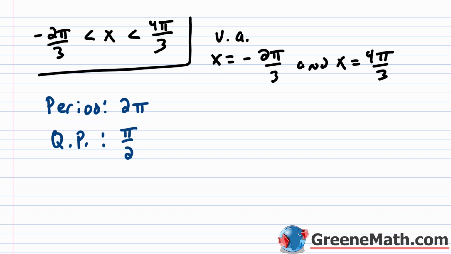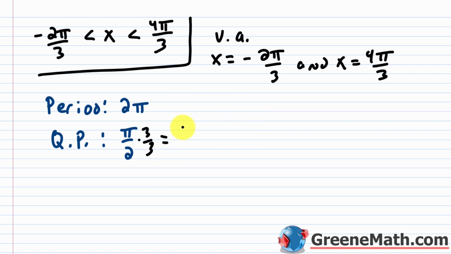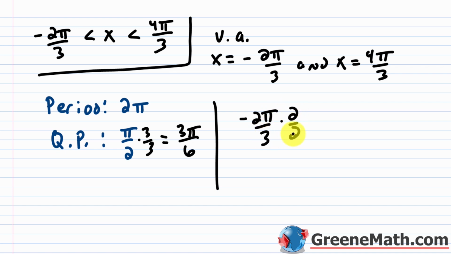So again, all you have to do at this point is just go through and say, well, I'm going to go negative 2 pi over 3 plus pi over 2. So just starting at that leftmost vertical asymptote that we found. And you need a common denominator here. So let me actually write this. I'm going to multiply by 3 over 3. Let me scooch this down a little bit so we have some room. This would be 3 pi over 6. So I have a common denominator. And this guy right here, I'm going to write as negative 2 pi over 3 times 2 over 2. So this would be negative 4 pi over 6. So I'm just going to start with that.